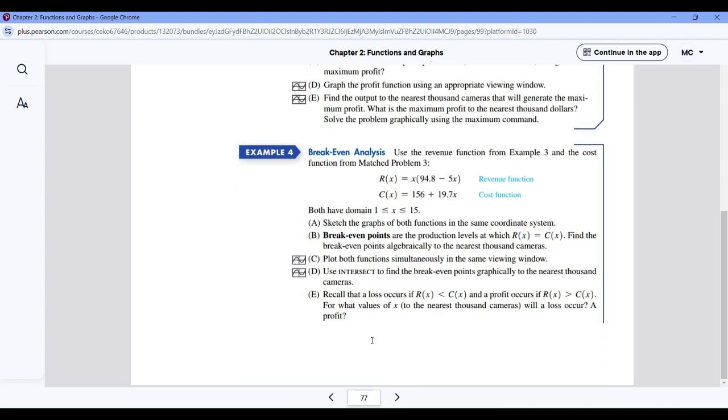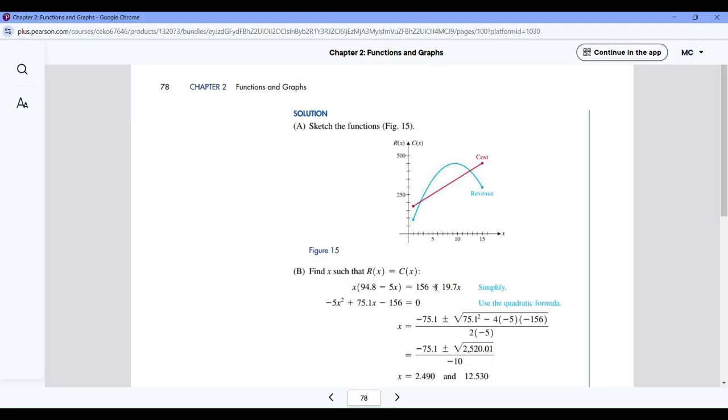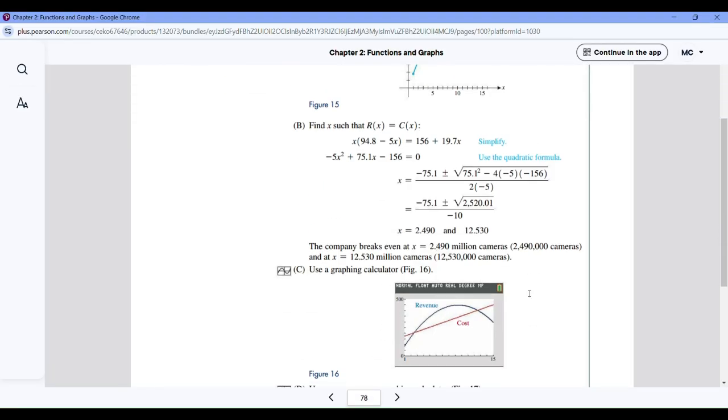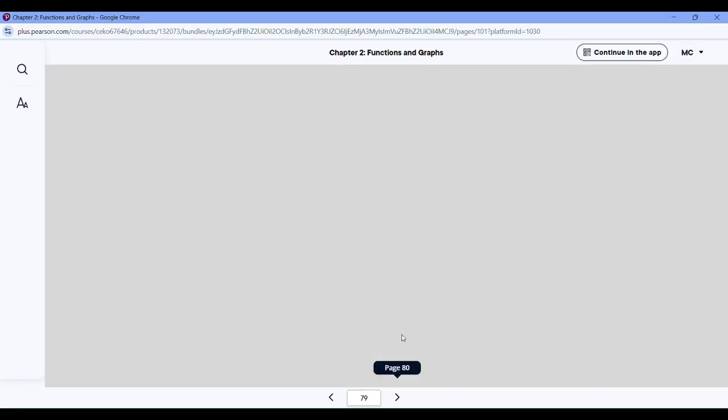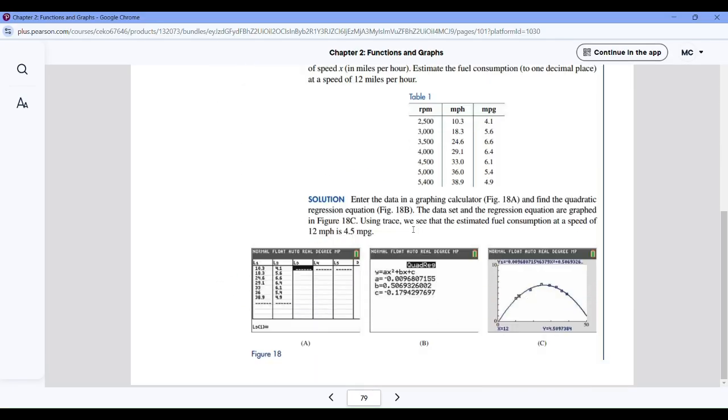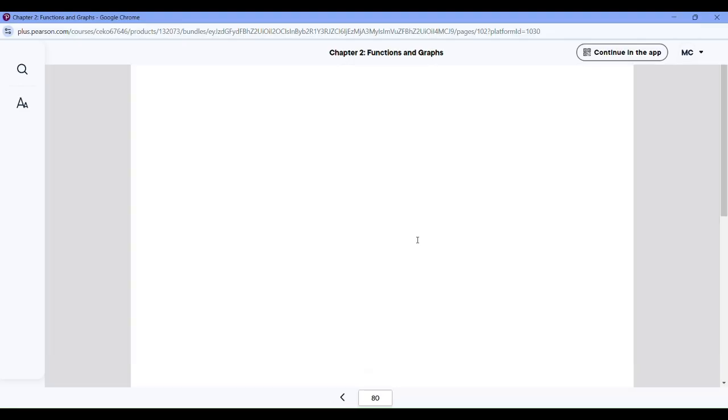Moving on. Another break even. Just looking to see where the intersection is using the quadratic equation. I'm totally cool with that. Use intersect, use a graphing calculator. Cool. Finding domain, finding range, regression.